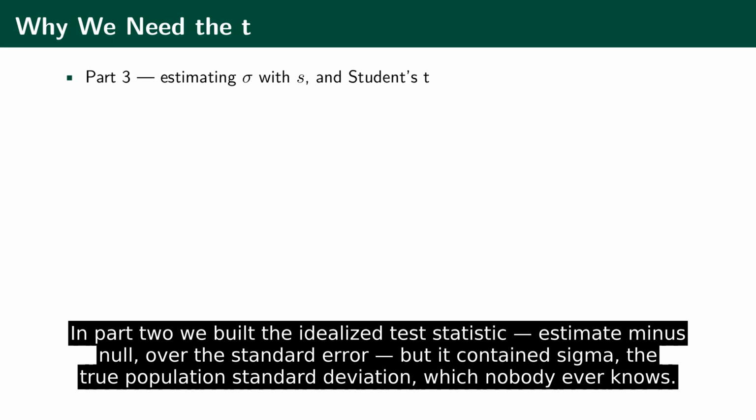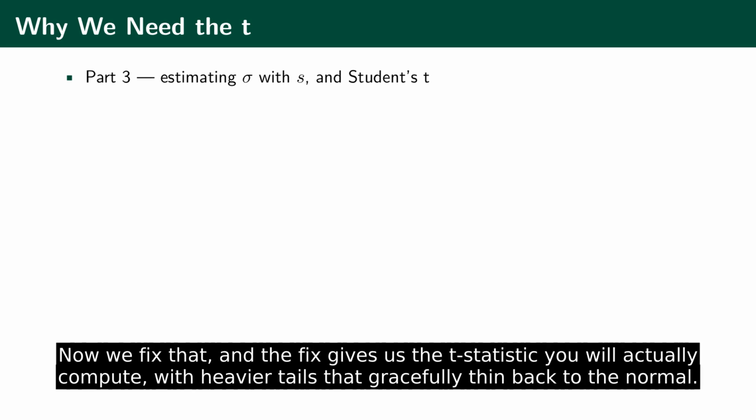In part 2, we built the idealized test statistic, estimate minus null, over the standard error, but it contains sigma, the true population standard deviation, which nobody ever knows. Now we fix that, and the fix gives us the t-statistic you will actually compute, with heavier tails that gracefully thin back to the normal.